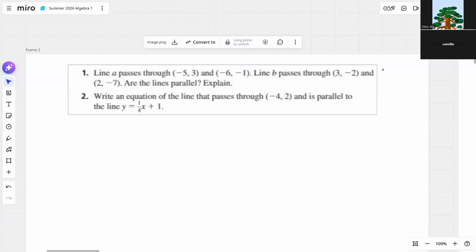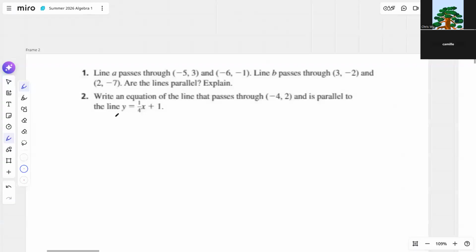Okay, Camille, you let me know once you solve number 1, okay? Okay, yeah, no, I'm just finding the slope for b right now. Okay, sounds good. I got 1. So it's not parallel because the slope for b is greater. Okay, yeah, let's see here.